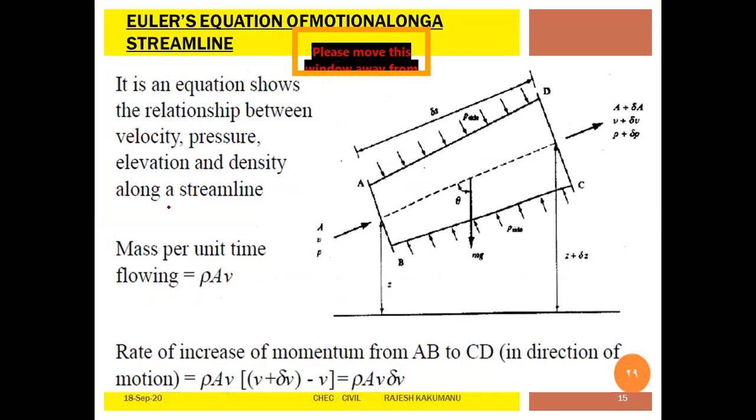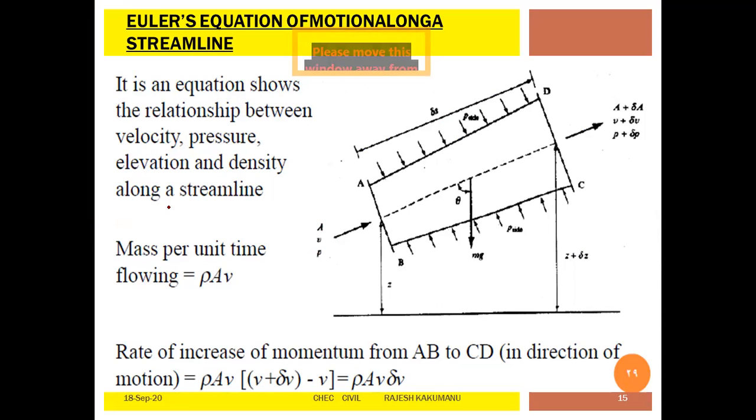Next one, how to convert Euler's equation of motion along a straight line. This is a topic we'll discuss now. Already you know Euler's equation. So how does it act moving along a straight streamline? Consider a figure where you have different cross-section areas. The initial stage is A, B, and the final stage is C, D.